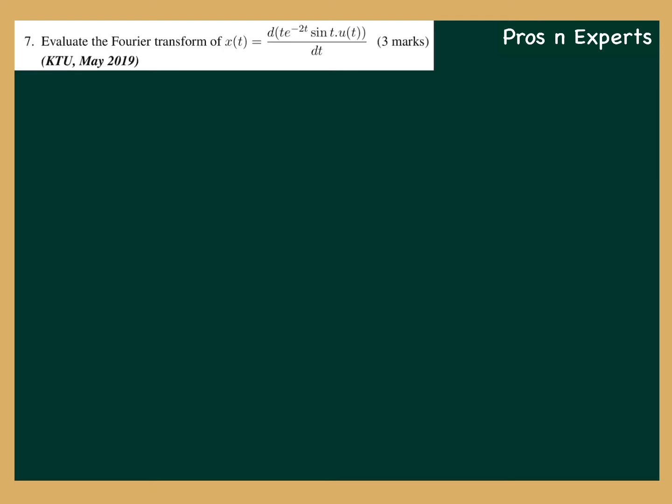First of all, there's a sine t in this signal. So we know what sine t is. Sine of t is equal to 1 by 2j e raised to plus jt minus 1 by 2j e raised to minus jt. This is sine t expressed in terms of complex exponentials. And now the question has e raised to minus 2t into sine t u of t. So I am multiplying the signal with e raised to minus 2t. You can write u of t here also, nothing wrong.